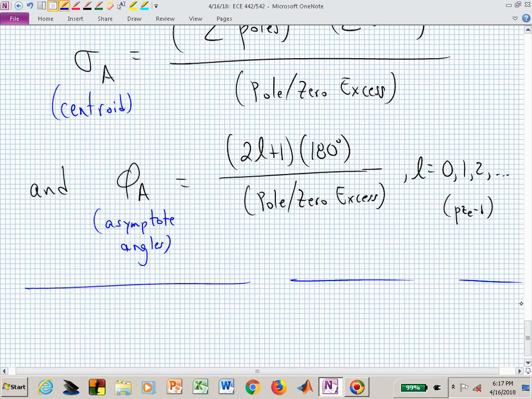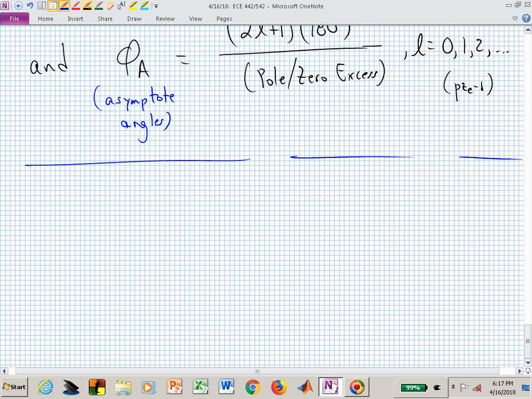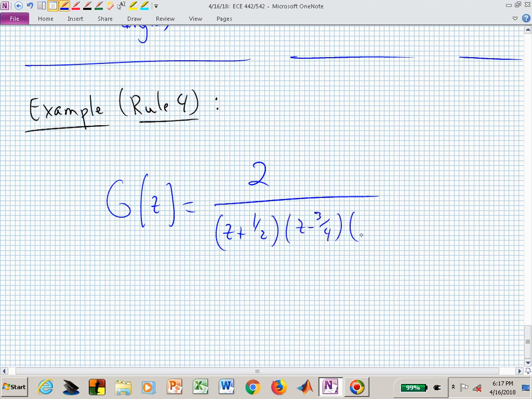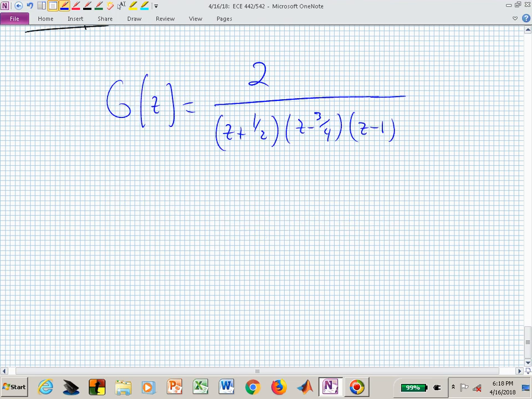Let's look at a particular example. I've been talking in very general terms. Let's look at a more specific example as we apply rule number 4. Suppose that G of z is now 2 over z plus 1/2, z minus 3/4, and z minus 1. Hopefully you're already seeing the pole zero pattern in the z-plane.